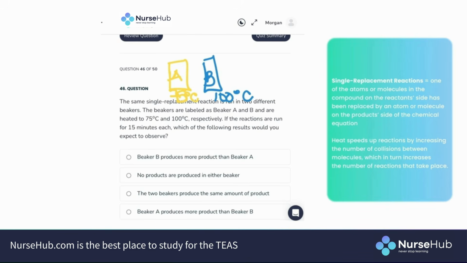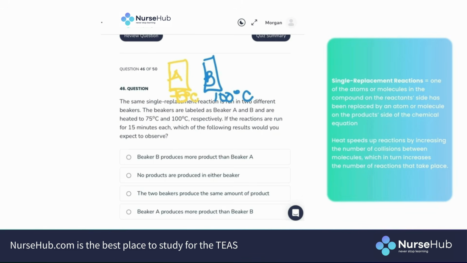The correct answer here is going to be that beaker B produces more product than beaker A, and here is why. As the temperature of a reaction increases, the reaction rate will increase as well. Remember that heat makes atoms move around more, creates more of a reaction. This is due to the increased number of collisions that occur between those molecules during the reaction. Since beaker B is at a higher temperature, it should produce more product than beaker A, since the reaction times available are the same, right?